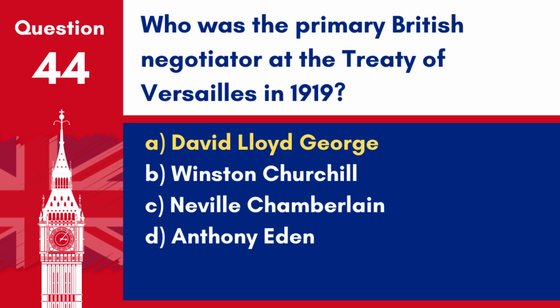Answer A. David Lloyd George. David Lloyd George was the primary British negotiator at the Treaty of Versailles in 1919, playing a key role in the peace talks that ended World War I and reshaped Europe.